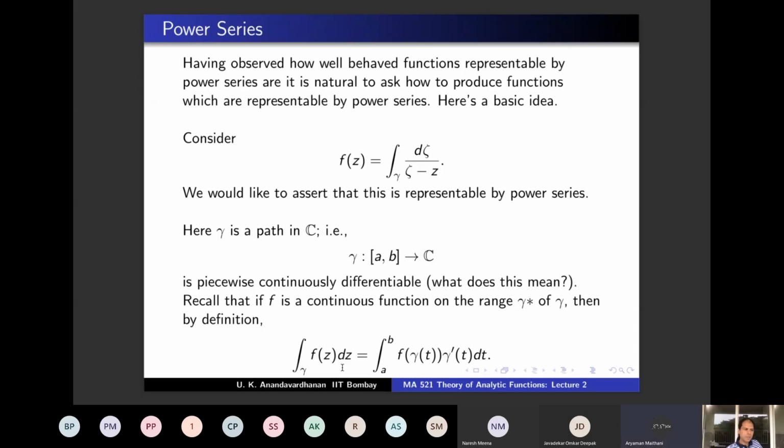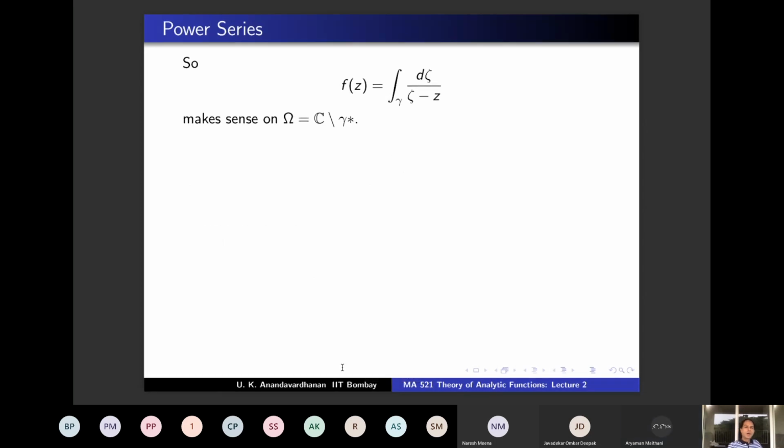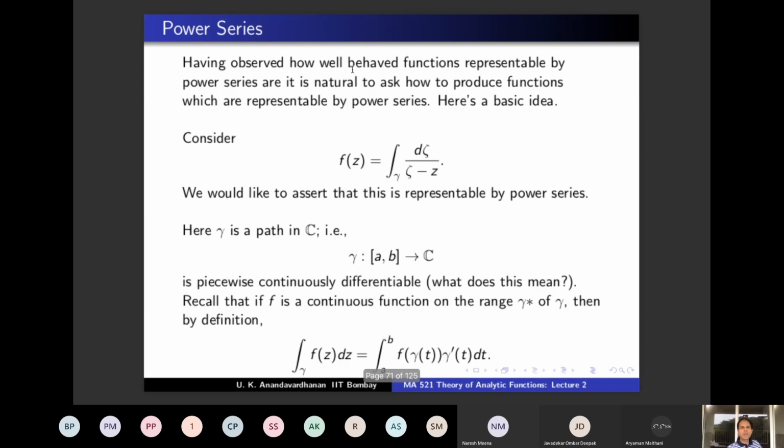Yes, it is. So let's go to the next slide. Therefore, this makes sense. Now I can define a function, right? I can define a function using this variable z.